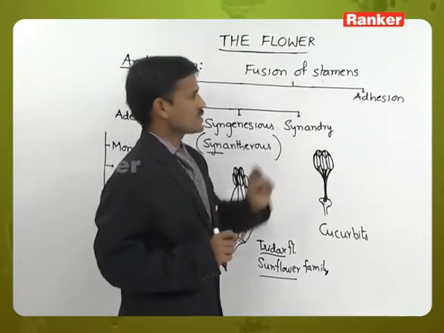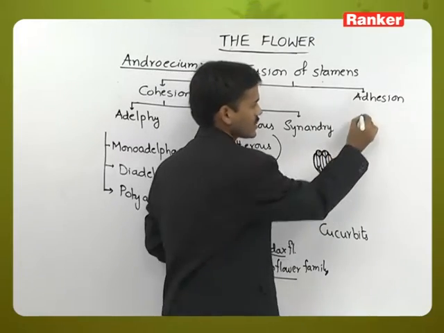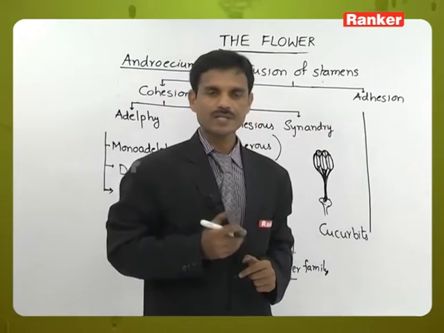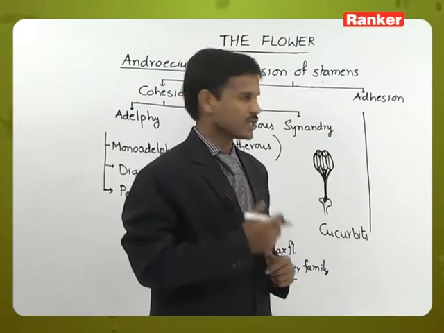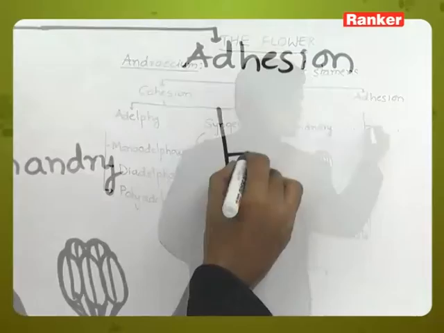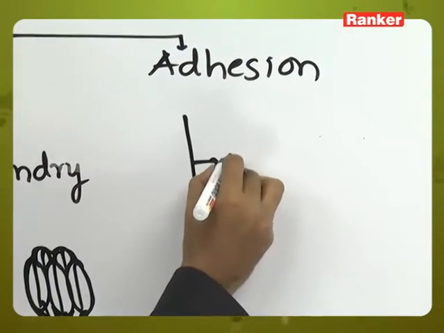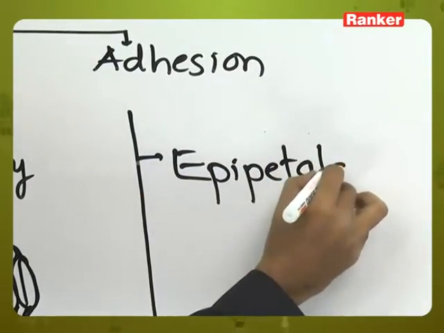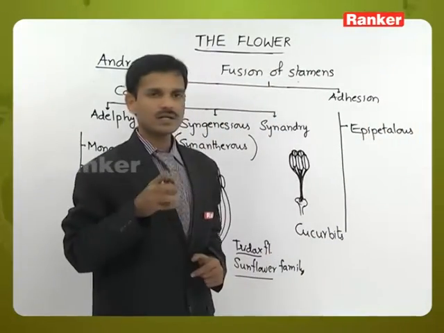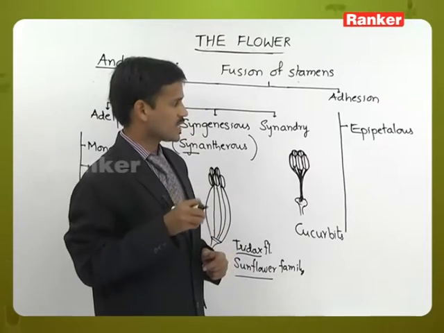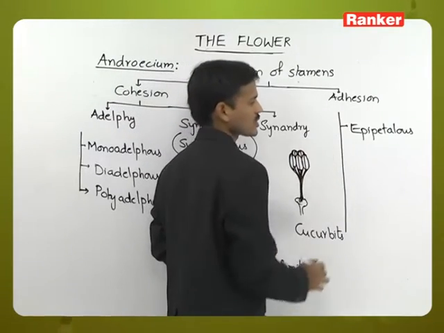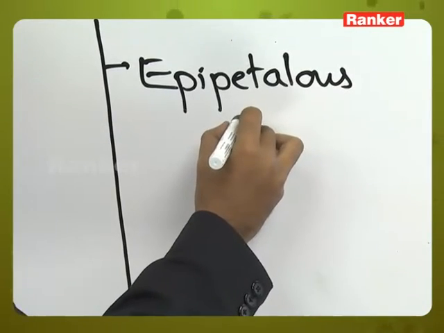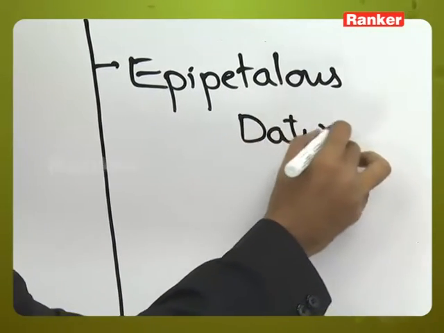The next type of fusion of stamens is adhesion. Adhesion means the stamens are fused with other floral parts, meaning calyx, corolla and gynoecium. So if stamens are fused with the petals, it is called epipetalous condition. Epi means upon; the stamens are attached on the petals. It is epipetalous condition, observed in Datura or Solanaceae family members.